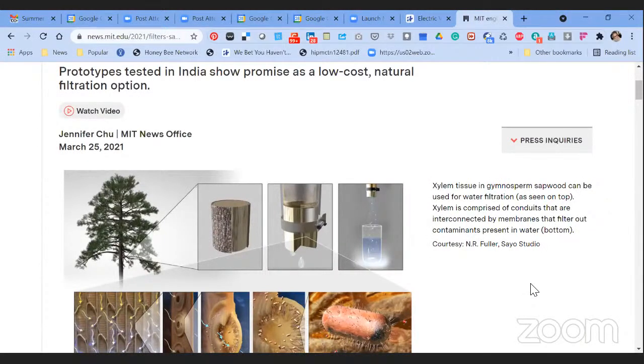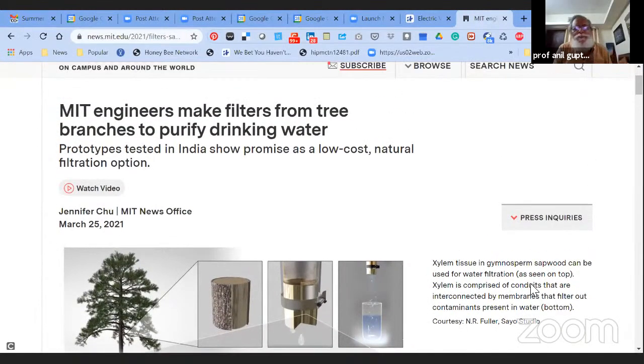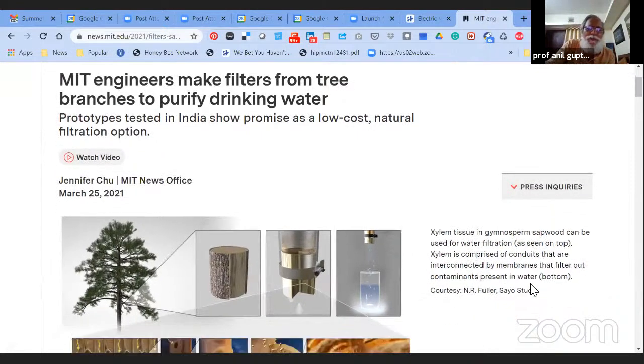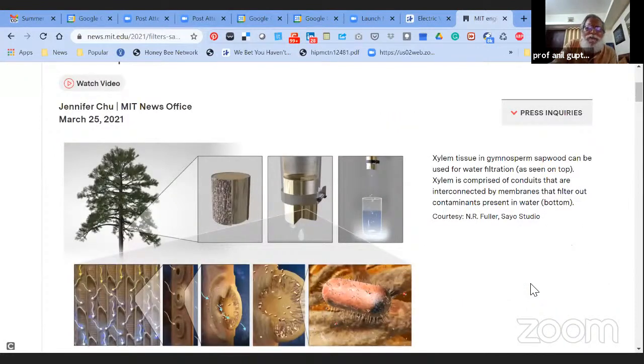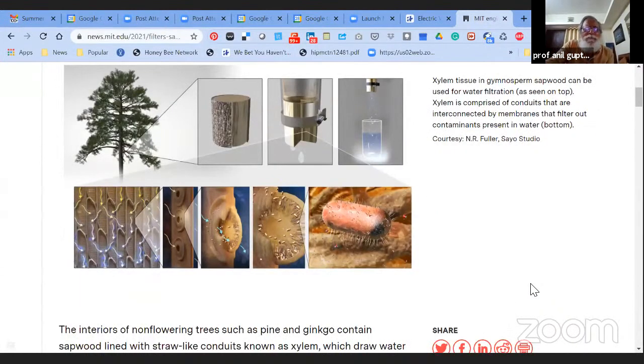Yes, sir. Okay, so this is a paper: MIT engineers make filters from tree branches. In this case, they used pine tree, and they developed a low-cost natural filtration option. Very good science. What is the science in it? They used the xylem of pine tree, which grows abundantly in the mountains, put it in a tube, and made the water flow through the pine wood.